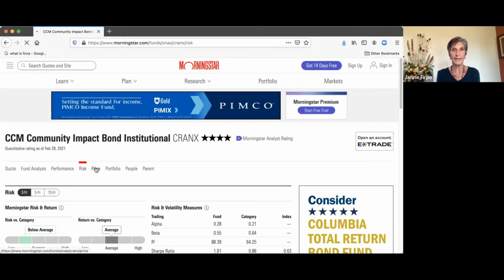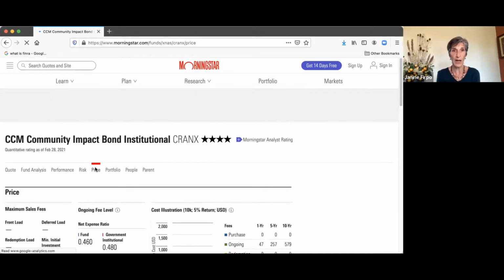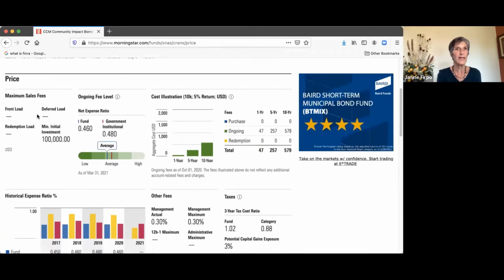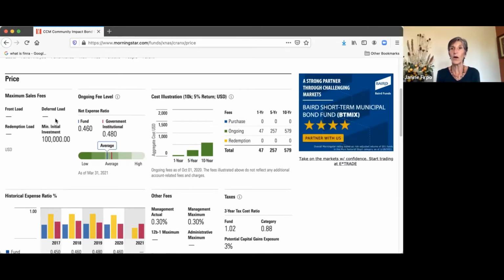Moving on to price, this is an important tab for a key reason. And the key reason here for me is you're looking for load. You'll notice that there's a front load, a redemption load, a deferred load. And what a load is, and you want to see if there's a load, because what a load means is that you are paying a fee or a percentage of your investment, either front going into the fund, a redemption coming out of the fund, or at some other point in the fund, you are actually paying a fee.